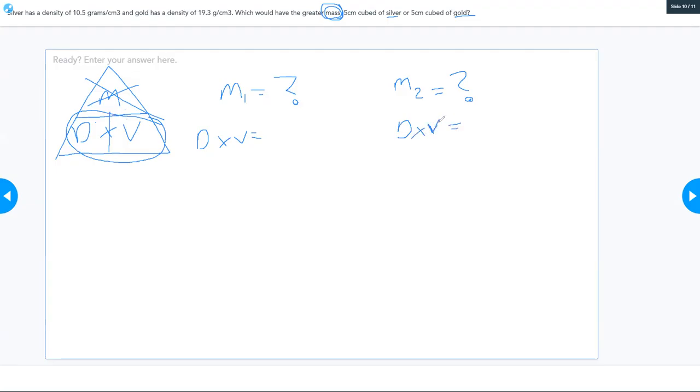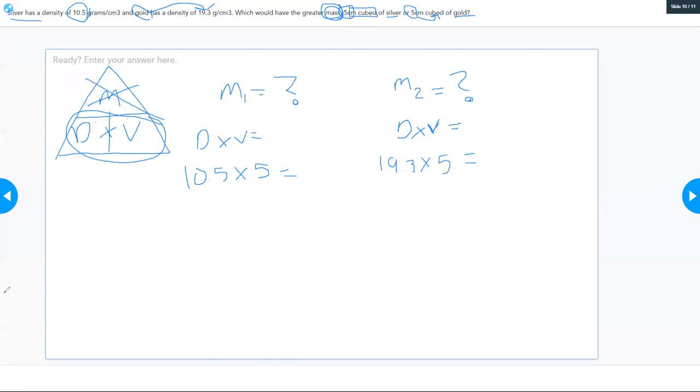So let's see what we got in this problem. Silver has a density of 10.5 grams. So we still need a volume. Gold has a density of 19.3 grams. Okay, that's our second density. We still need a volume. Which would be the greater mass? When you see centimeters cubed, that's gonna be your volume. So our volume is 5 for silver. And this says, oh, look at that, 5 centimeters cubed of gold. So gold is also 5.